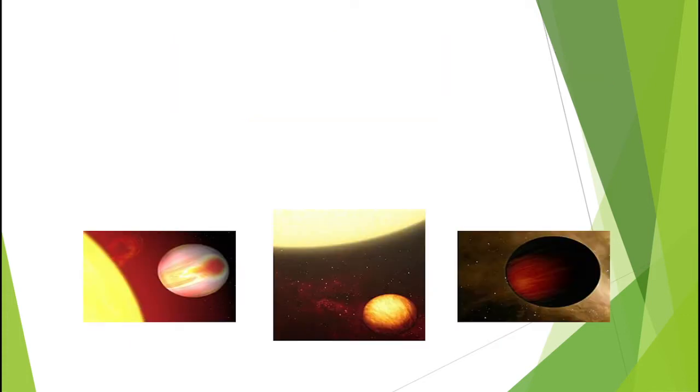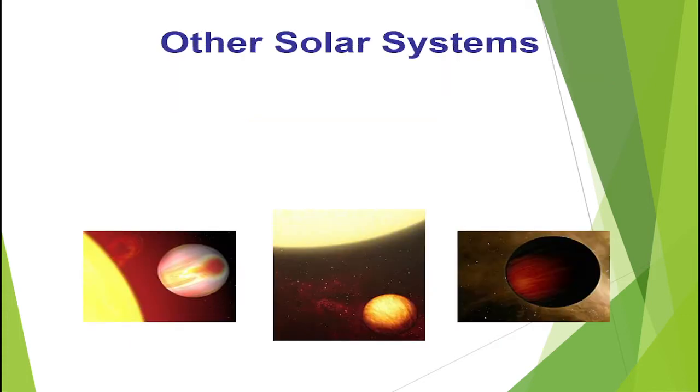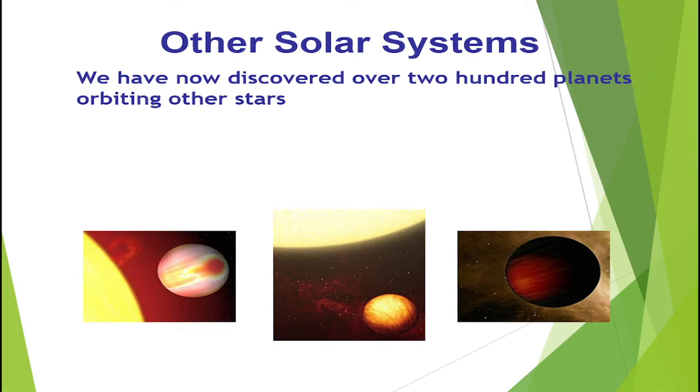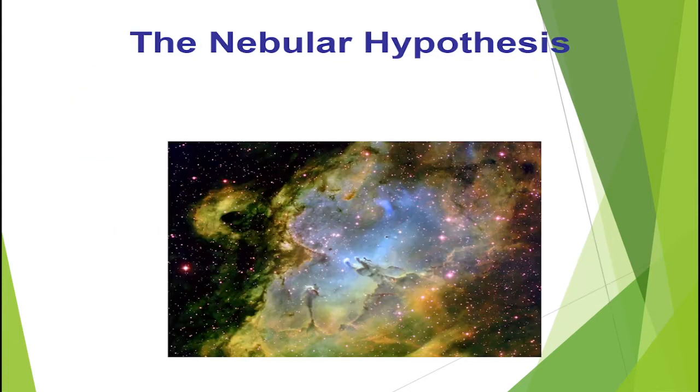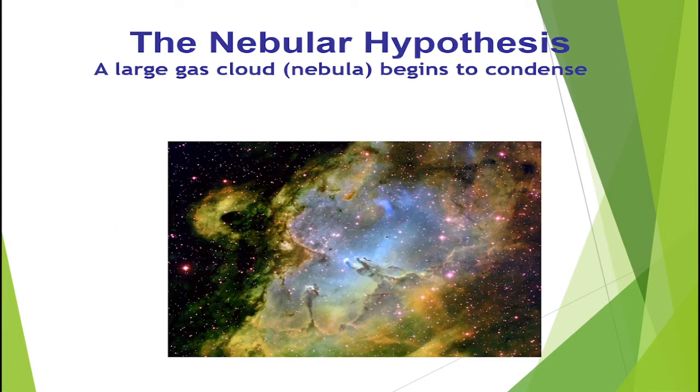Scientists are also observing the same phenomena that is happening in the universe. They observed that the processes that created our solar system have also created an uncountable number of other solar systems. The Nebular Hypothesis details the process how a solar system can form from a large gas cloud, called a nebula.